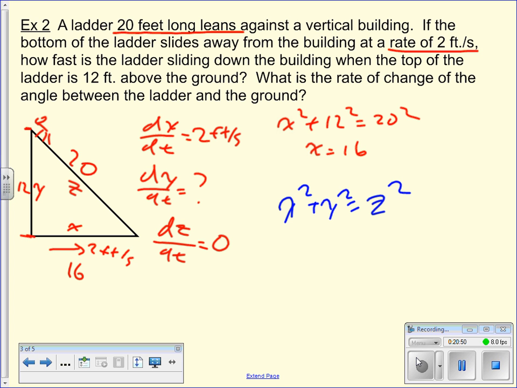What is the derivative of x squared? 2x dx/dt. What's the derivative of y squared? 2y dy/dt. Equals the derivative of z squared, which is 2z dz/dt.